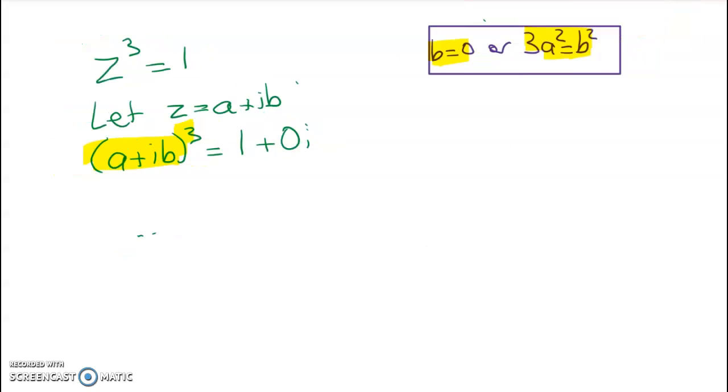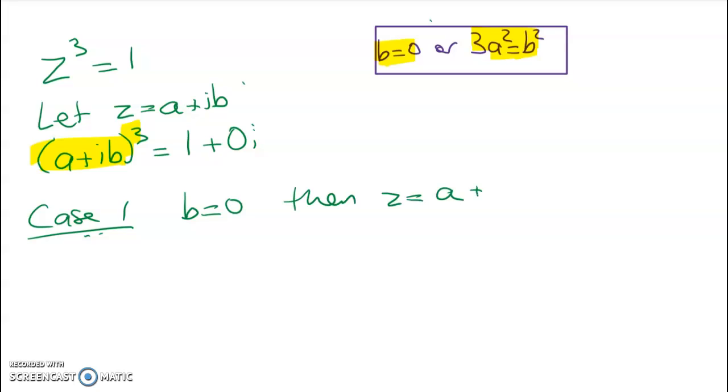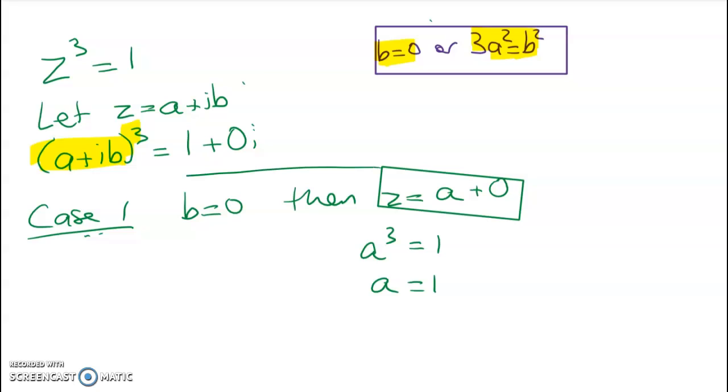So this is a lot like what we've been doing in some of the scholarship calculus sessions. The first case we're going to do is case 1, and we'll do the easy one first, when b is 0. So if b is 0, then z is equal to a plus 0. And that means that a cubed is equal to 1 and a is equal to 1. Right, so I'm taking this, substituting in b, and then I'm substituting it in here. So that's easy, and we kind of knew that 1 cubed was 1.